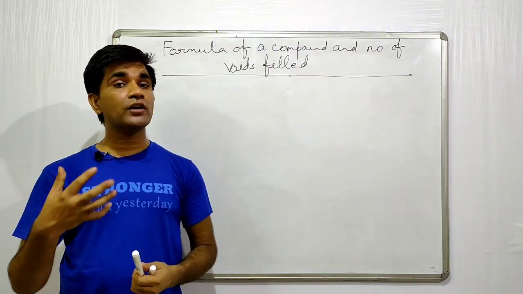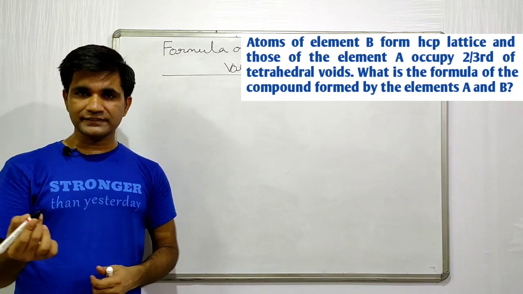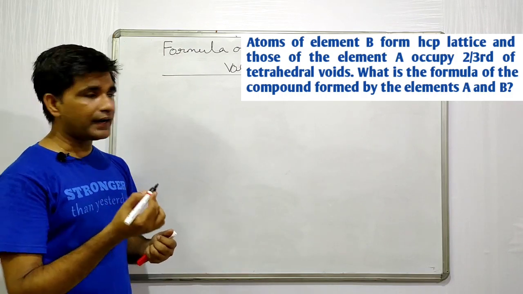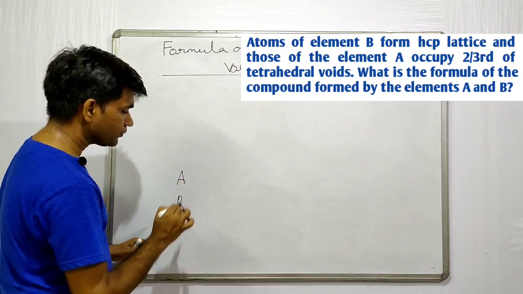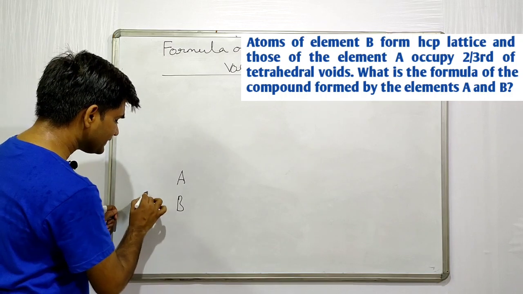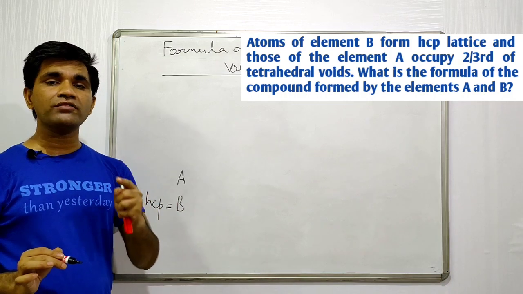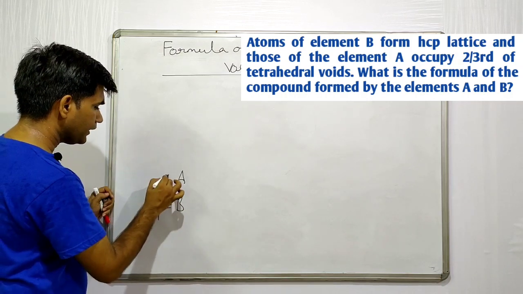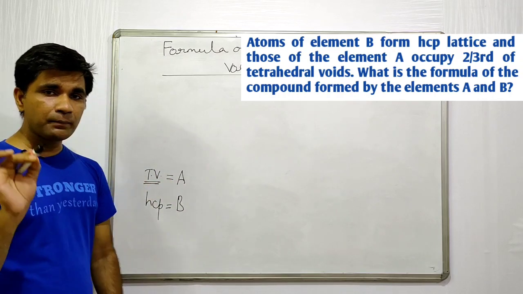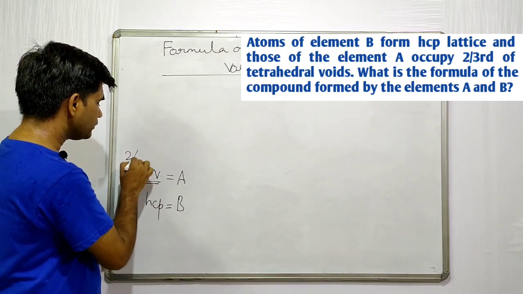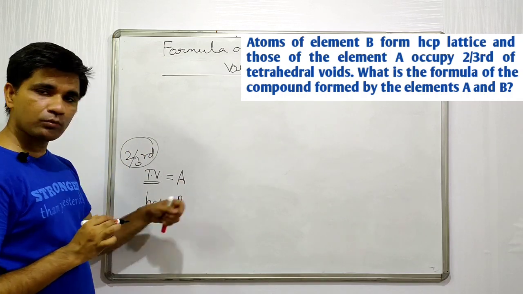Students, now I will take one more question. This is again an NCERT solved example. In this question it is given that a compound is formed by two elements A and B. B forms HCP lattice, whereas A occupies 2/3 of tetrahedral voids. It is an important point here that not all the tetrahedral voids but only 2/3 of tetrahedral voids are occupied. Let's see what would be the formula of the compound.